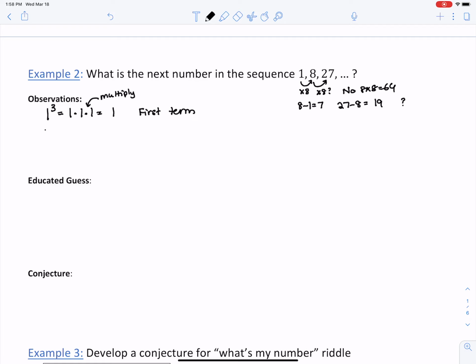Then maybe I look at the next one. Well, what if I do 2 cubed? 2 times 2 times 2 equals 8. This is the second term. I think I'm getting somewhere now.